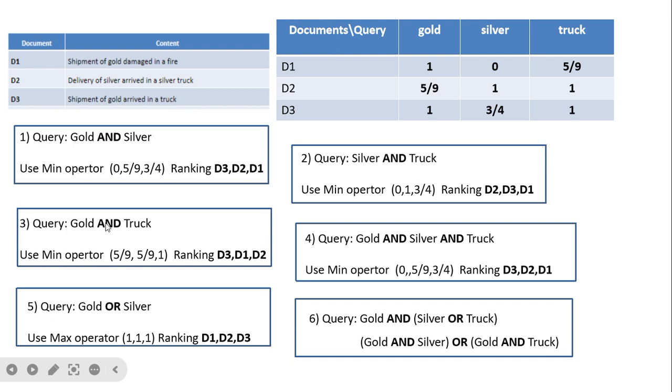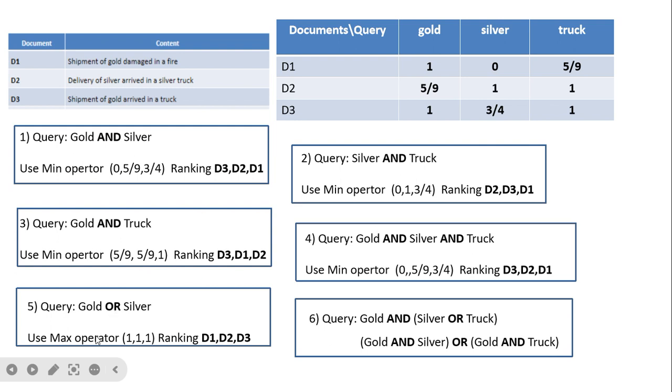Now the next query is gold and truck. So we'll check gold and truck. 1 and 5 by 9, we will pick up the minimum membership value, because when we take the AND, we pick up the minimum membership value. Then 5 by 9 and 1, we will pick up 5 by 9. 1, 1, we will pick up 1. So again the document ranking is D3, D1, D2. If we take the OR, then we require to take the membership as a maximum.